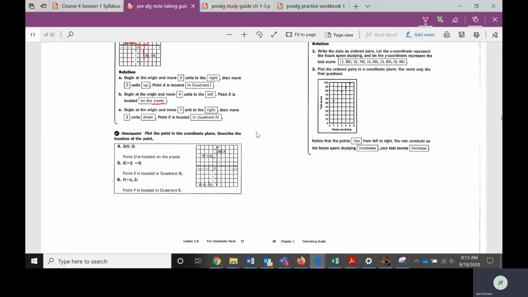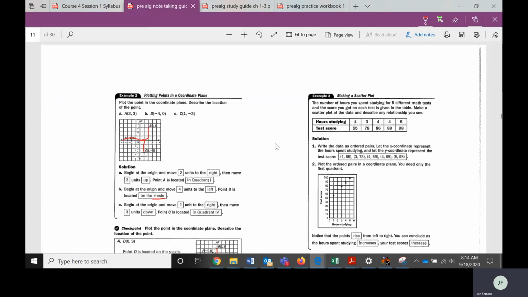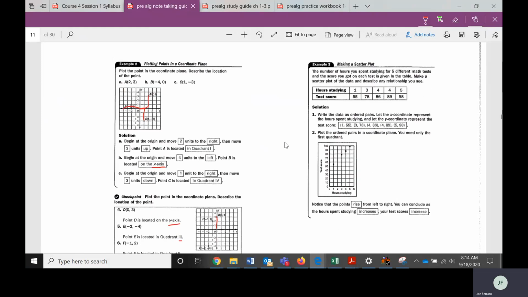I don't think we need to go over everything, maybe just number 4 here because it's somewhat different. 0, 3. 0 means you don't go left or right at all, and the 3 means you go up 3. There's the point. And again, you're not in a quadrant, you're on the y-axis this time. Very quickly, -2, -4, left 2, down 4. That's quadrant 3. And last one, -1, 2: you go left 1, and then up 2. That puts you in quadrant 2. Last type of thing that we're going to look at is something called a scatter plot.